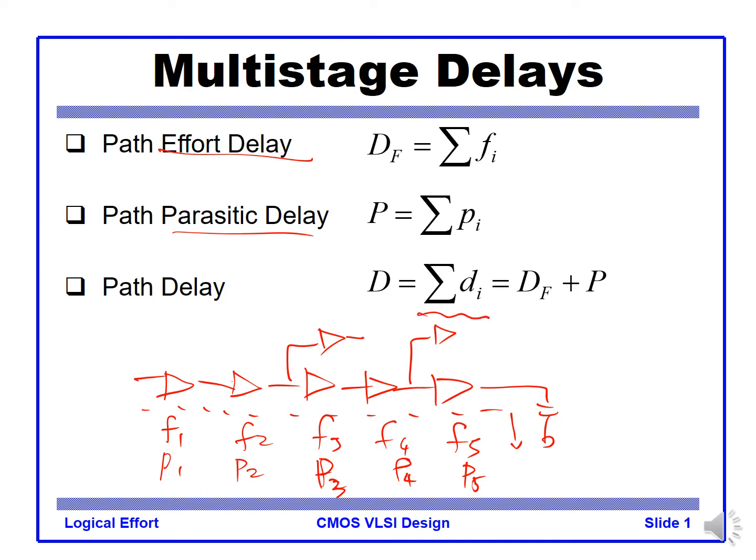Now the overall path delay will be the sum of those effort delays and path parasitic delays. So each stage's delay will have D1 equal to F1 plus P1, and D2 equal to F2 plus P2, etc. So D5 equals F5 plus P5. So the sum of all the path delays will be sigma of Di, that is the effort delay plus the path parasitic delay.